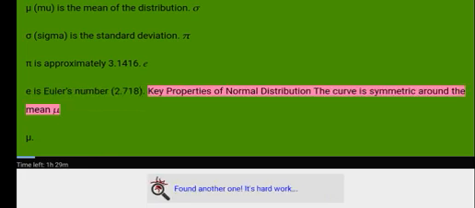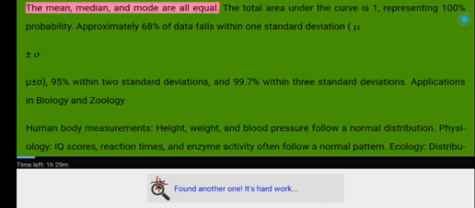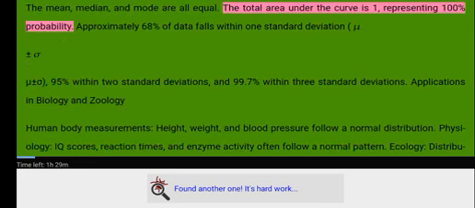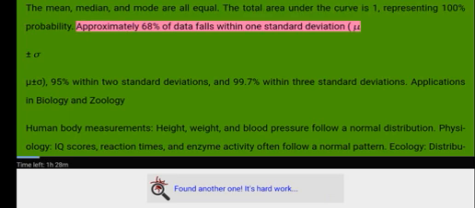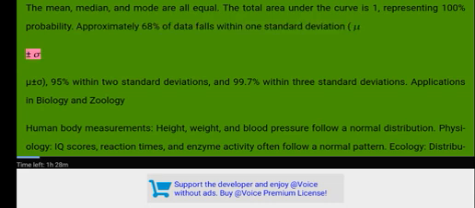Key properties of normal distribution: the curve is symmetric around the mean mu. The mean, median, and mode are all equal. The total area under the curve is 1, representing 100% probability. Approximately 68% of data falls within 1 standard deviation, mu plus or minus sigma.